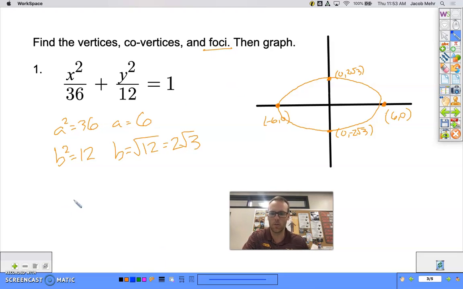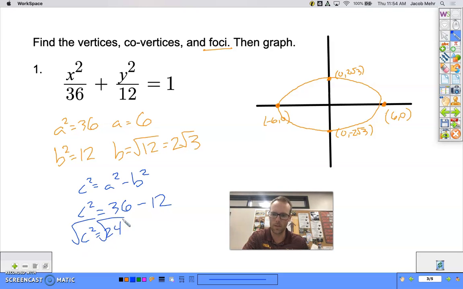Okay? Now let's find the foci. And the equation that we use for that is c squared equals a squared minus b squared. So we have c squared, well, a squared is 36, b squared is 12, c squared equals 24. Take the square root, we get c equals, let's see here, what would that be?